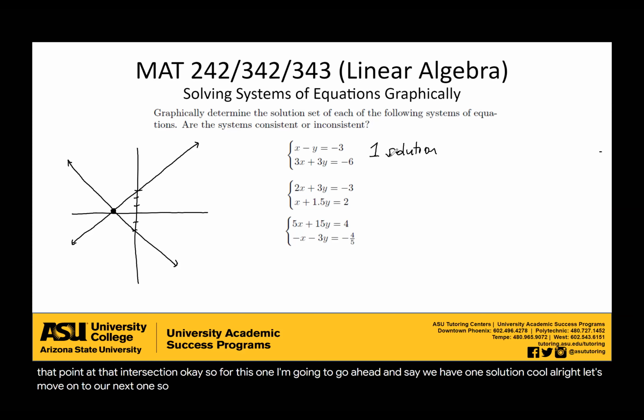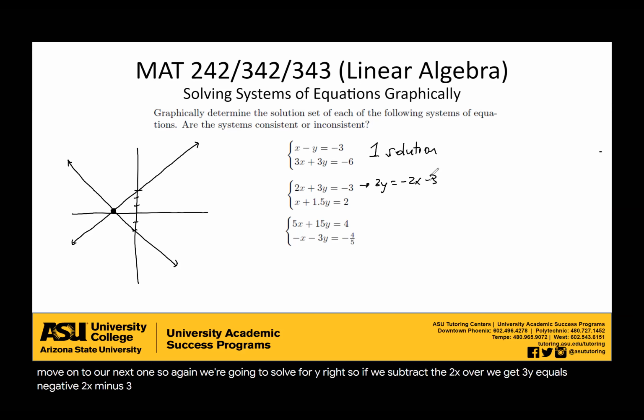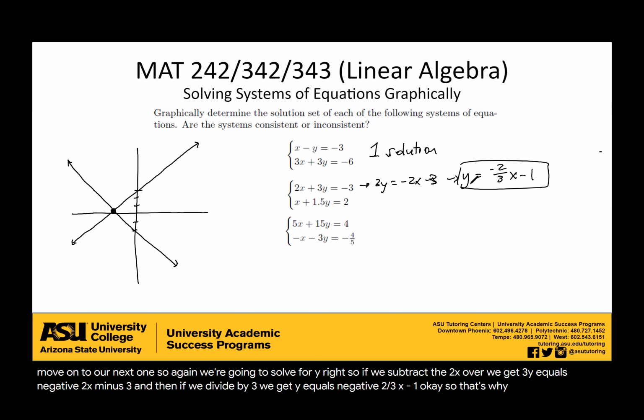So again, we're going to solve for y, right? So if we subtract the 2x over, we get 3y equals negative 2x minus 3. And then if we divide by 3, we get y equals negative 2/3 x minus 1. Okay, so that's what y equals in this case.